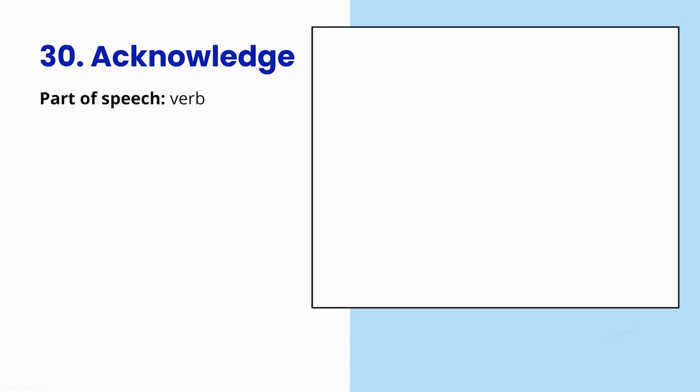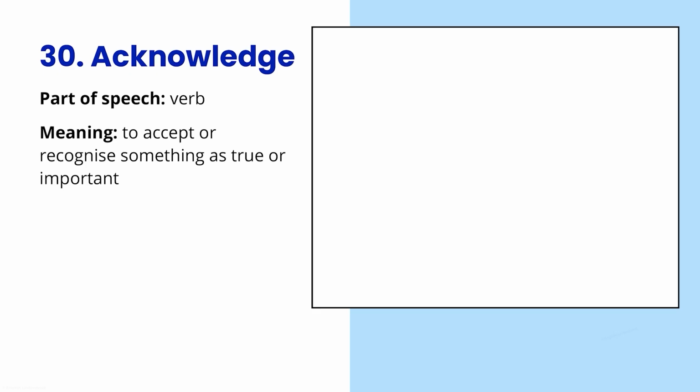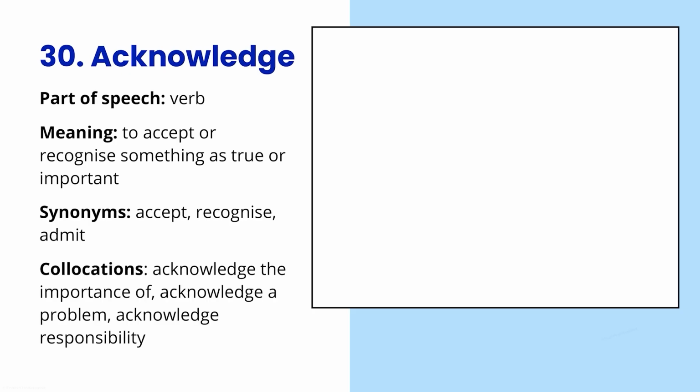Acknowledge is a verb and it means to accept or to recognize something as true or important. Synonyms: accept, recognize, admit. Collocations: acknowledge the importance of. So this means you recognize, you can see the importance of something. Acknowledge a problem. Same thing, you can see that there is a problem. Acknowledge responsibility. This means you accept responsibility.